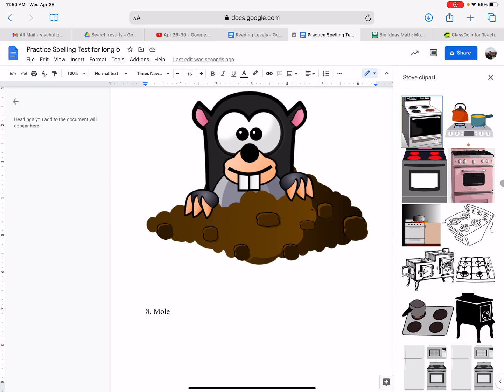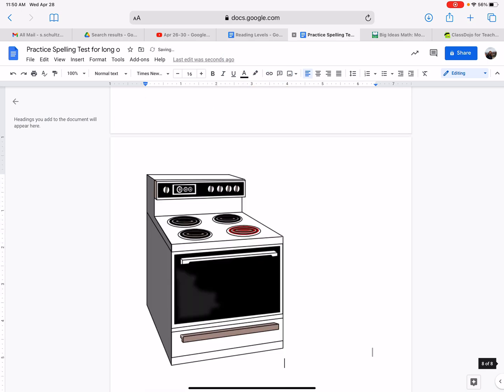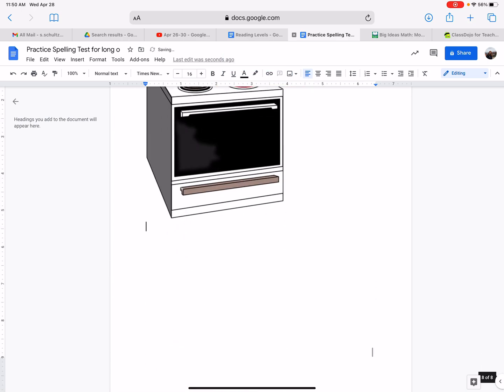Stove. Miss Schultz likes to bake cookies in the stove. Cookies are yummy. Now think, what letter makes this sound as in snake? It's going to be the S, and then the sound as in turtle, it's going to be the T.